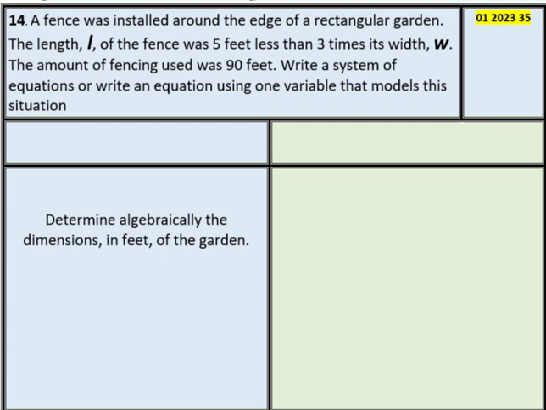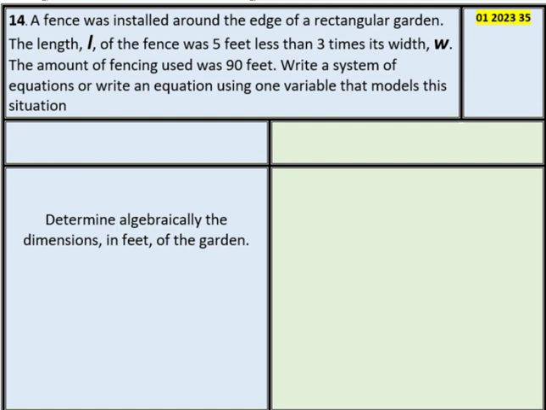Okay, question 14. A fence was installed around the edge of a rectangular garden. The length L of the fence was 5 feet less than 3 times its width W. The amount of fencing used was 90 feet. Write a system of equations or write an equation using one variable that models this situation.